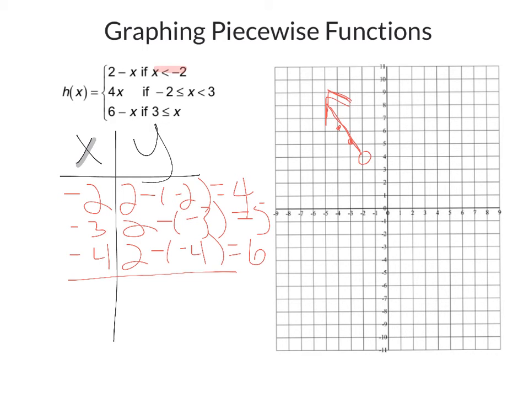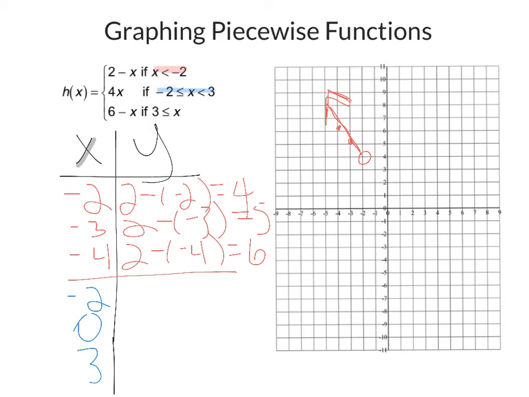Then if I look at the next section of my domain, I have when x is between -2 inclusively and 3 exclusively. So I want to choose to plug in a value of -2 because it is a boundary point. Here, because of the equal to, it will be a closed dot. And I'm also going to choose to plug in 0 and 3 as well. Remember, because 3 is a boundary point here in our domain, we want to include it. I'm going to use my rule of 4x.